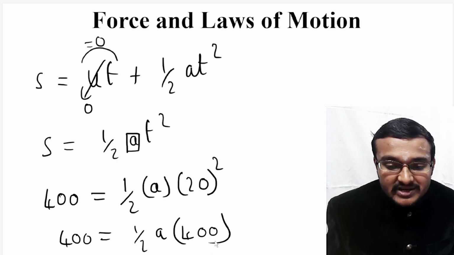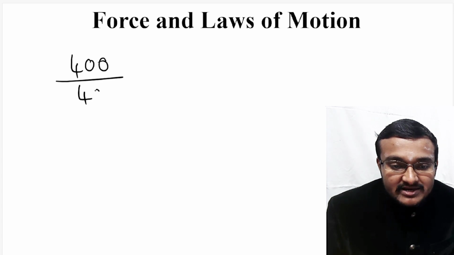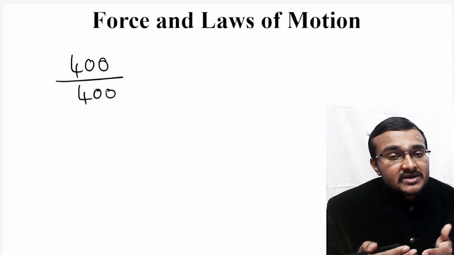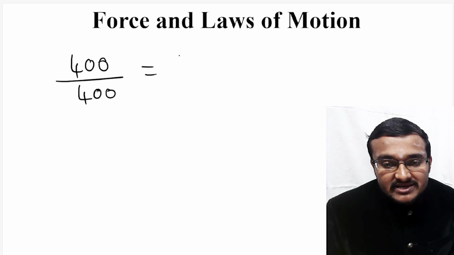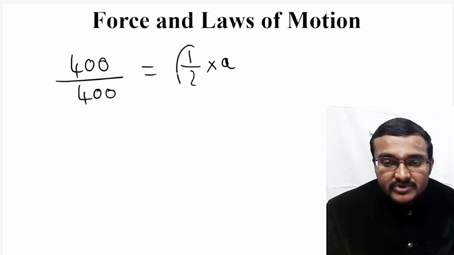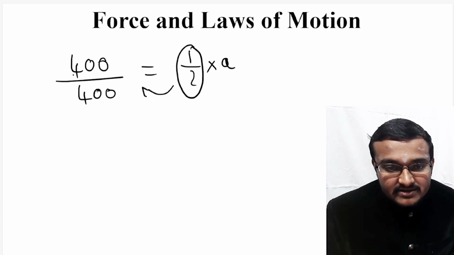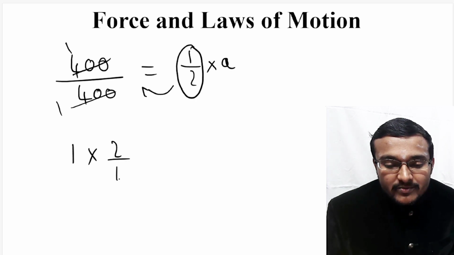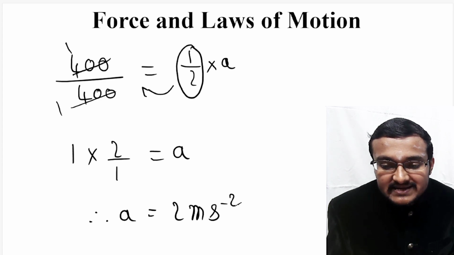Now if you bring this 400 to LHS, this 400 will go to the denominator, because on the RHS it is in multiplication. So when it is brought to LHS, it will go to the denominator. That means you are dividing the LHS by 400. So 400 by 400 is equal to half into acceleration. Now if you bring this 1 by 2 to RHS, 2 will go to the numerator, 1 will come to the denominator. So 400 ones are 400, 400 ones are 400. So 1 into 2 by 1 is equal to A. Therefore acceleration is 2 meter per second square.